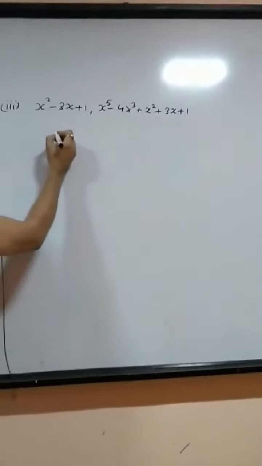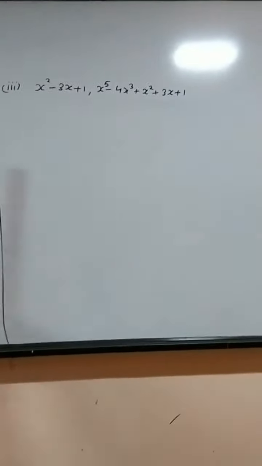One more sum. Question number 3 of first and second. Here also you have to divide the polynomial by another polynomial. Now see, the term of x raised to 4 is not given. You can write 3x raised to 5 plus 0x raised to 4 minus 4x cube plus x square plus 3x plus 1, divided by x square minus 3x plus 1.